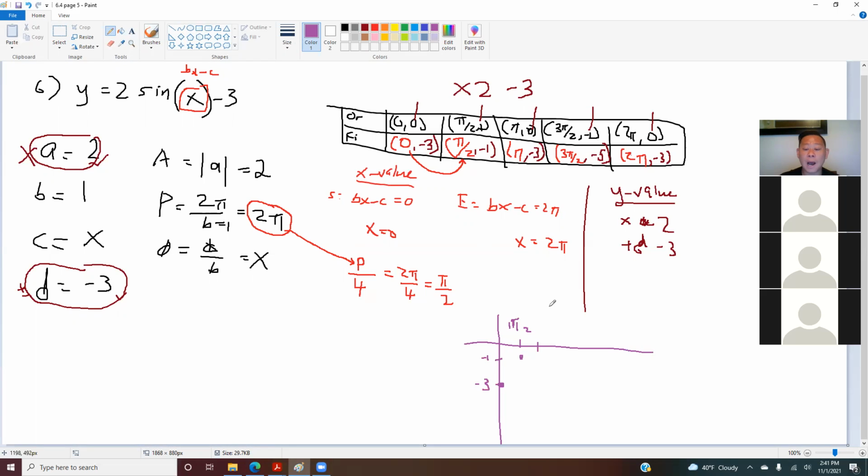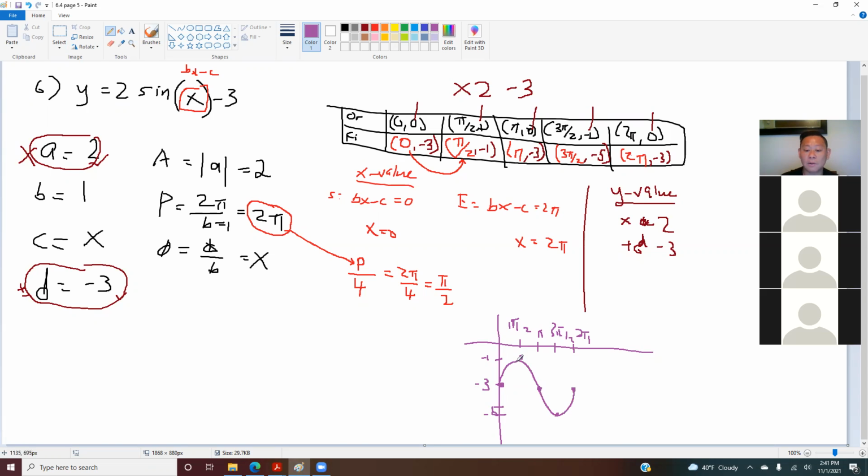And then we got pi is going to be back at -3. And then 3 pi over 2 will be at -5. So this fellow will go a bit down to -5, right below here. And the last one is 2 pi is going to be at -3, which is right here. So this is your answer for this case.